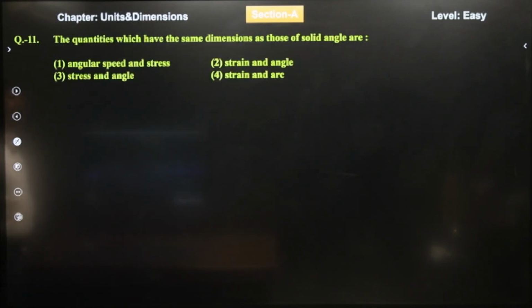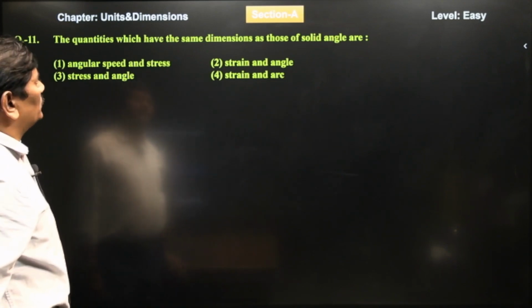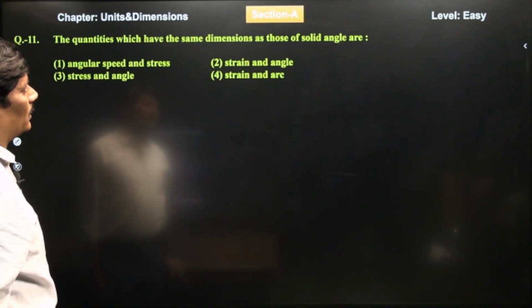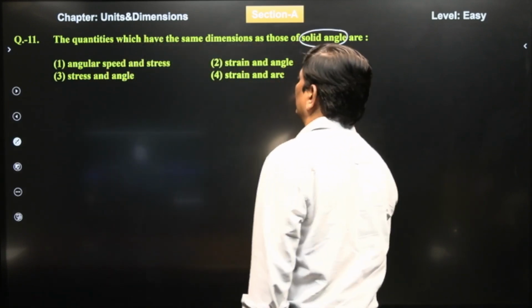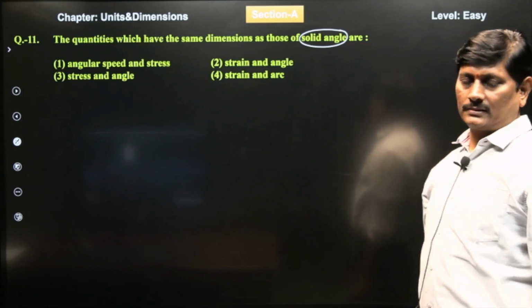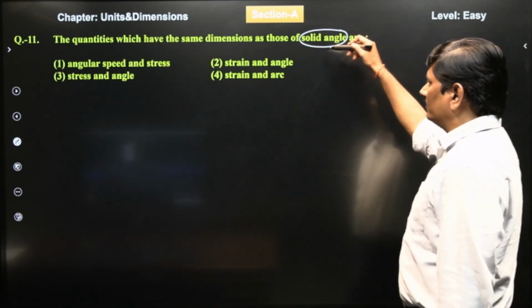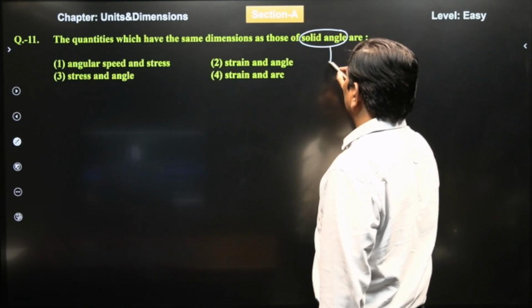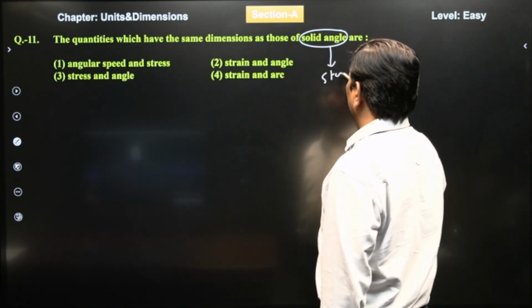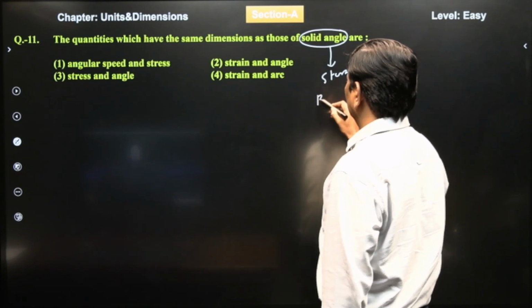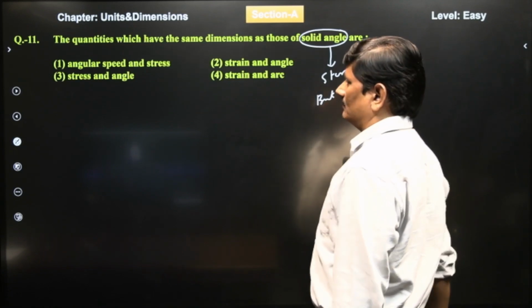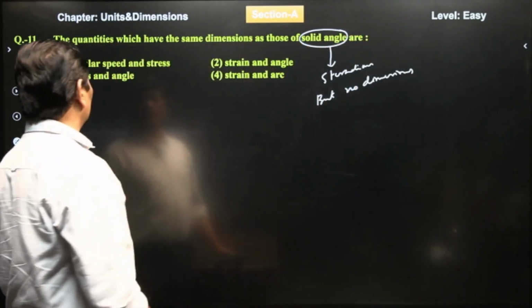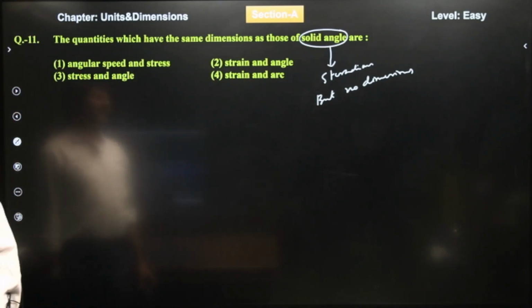Next, this is quite an easy question from units and dimensions. The quantities which have the same dimensions as those of solid angle. Solid angle is a quantity without any dimensions. Okay, the unit is there, steradian, but no dimensions. Among the given options, we have to identify the pair without dimensions.